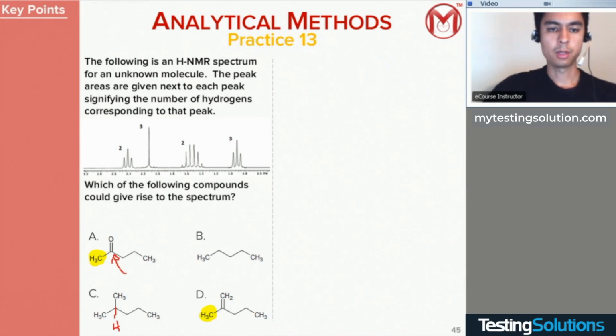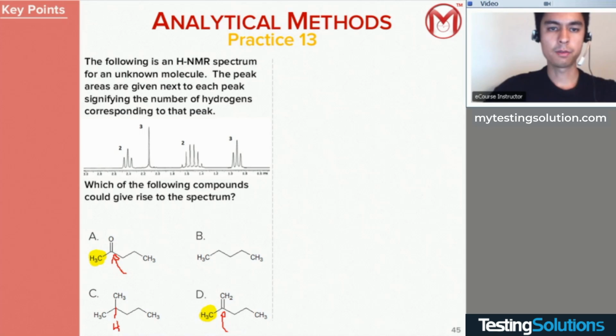This carbon atom and this carbon atom, neither of them have hydrogen atoms attached to them. They're both only attached to other carbon atoms or oxygen atom. So that would give me a singlet. So now I know my answer is either A or D just by virtue of having this singlet here.